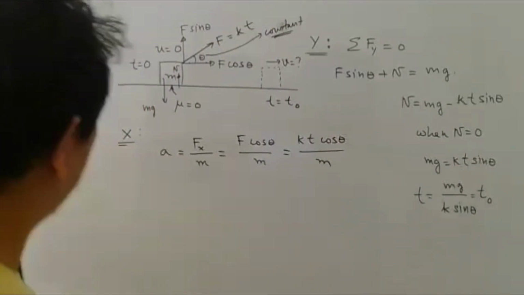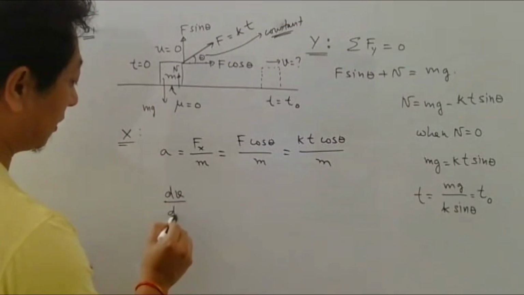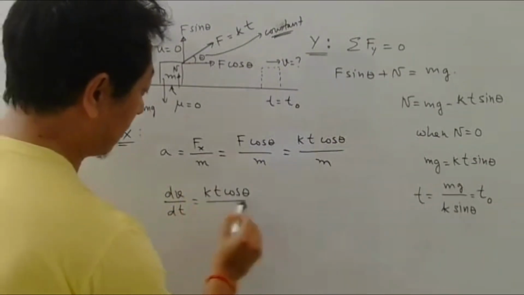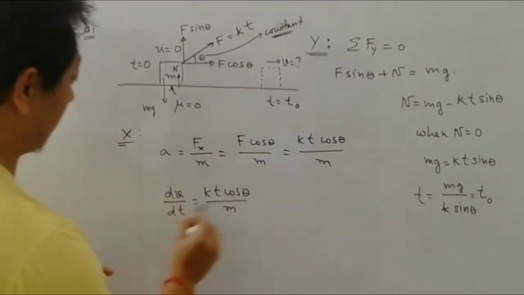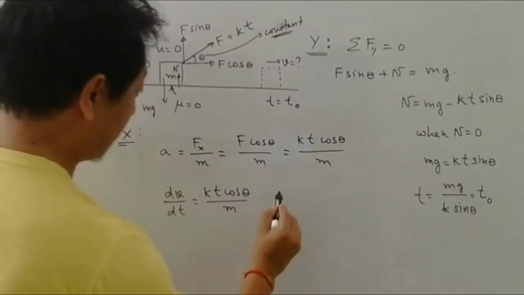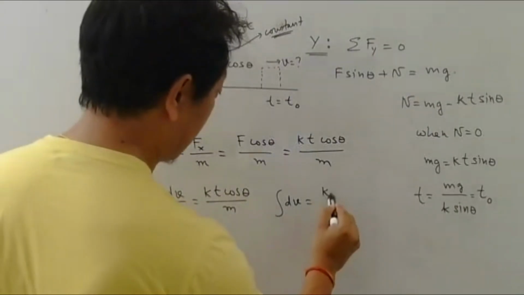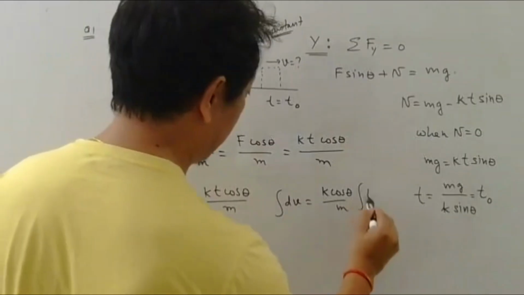Now how to find velocity from calculus? You can write this acceleration as dv by dt equals Kt cos theta divided by m. Then you can cross multiply and integrate. So on the left side, you will get integral dv. On the right side, k cos theta by m will come outside, integral t dt.